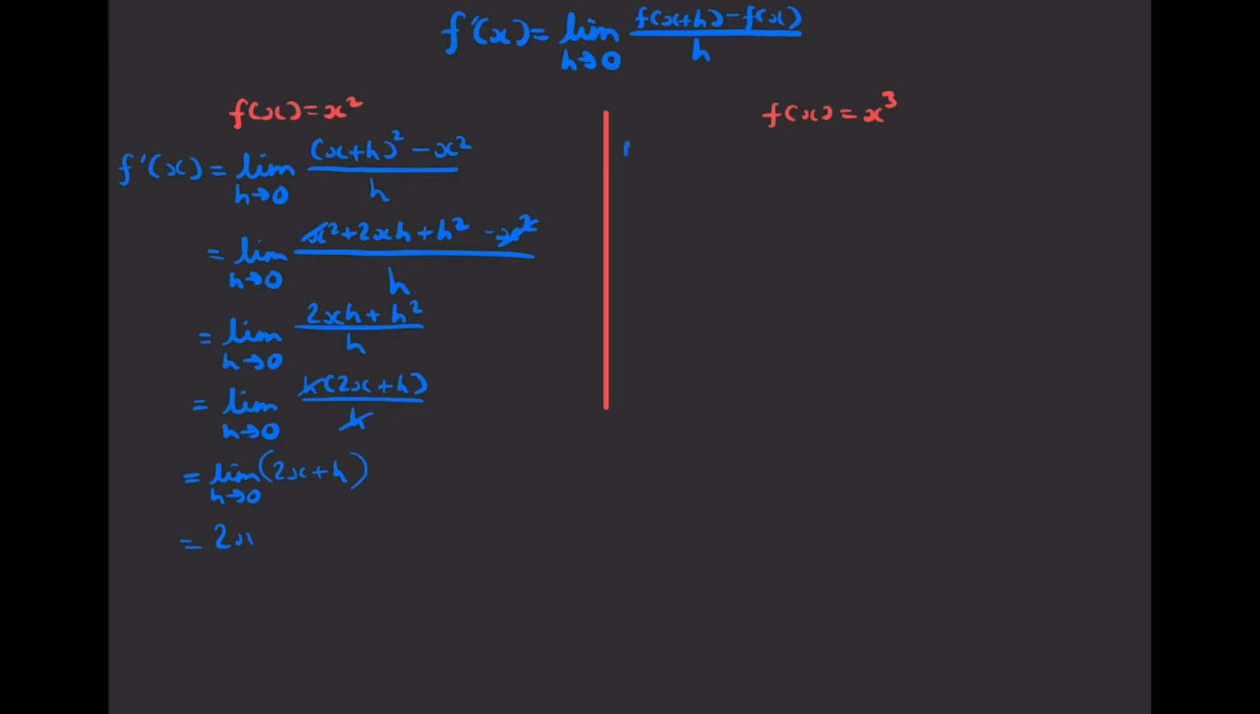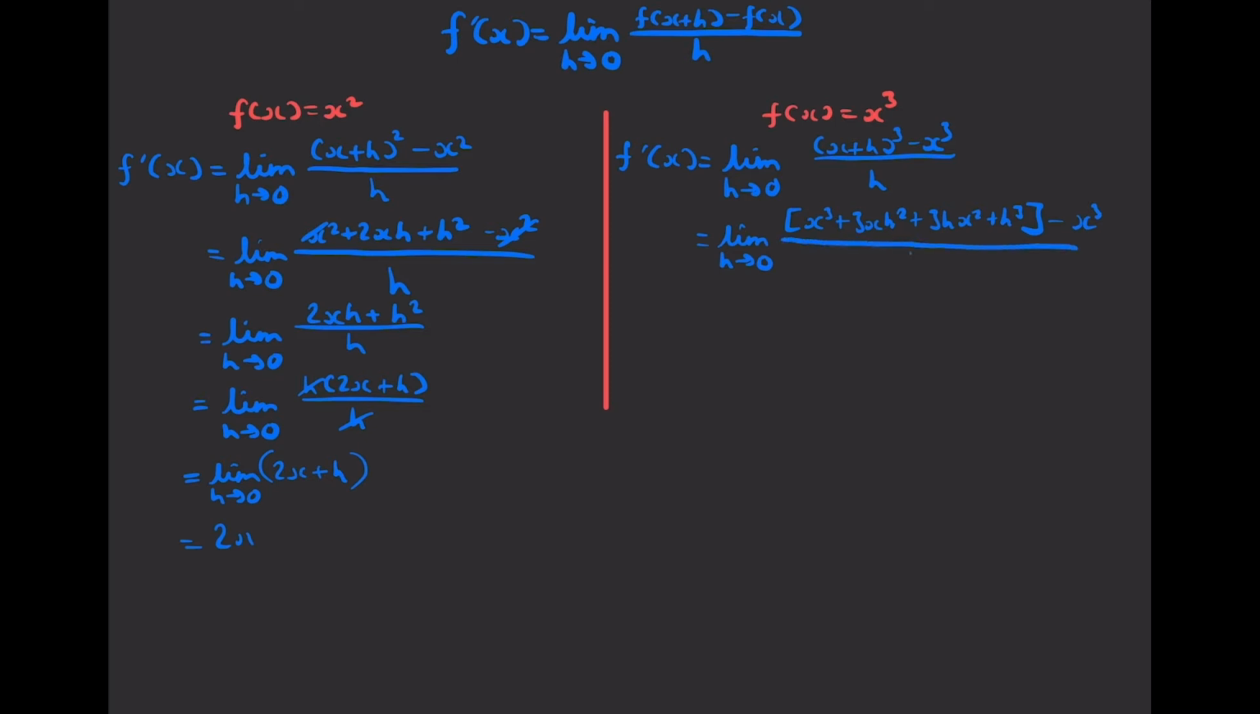The derivative of x cubed by first principles will be the limit as h approaches 0 of x plus h cubed minus x cubed over h. This will equal the limit as h approaches 0 of x cubed plus 3xh squared plus 3hx squared plus h cubed. This is the expansion of that binomial. You can do this in your own spare time, but that will be the expansion. I'll just write it out.